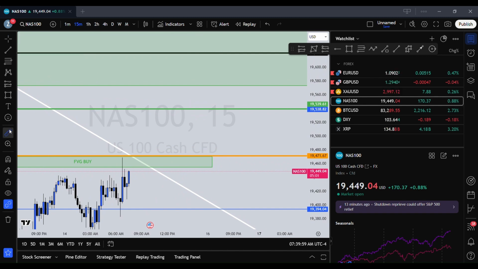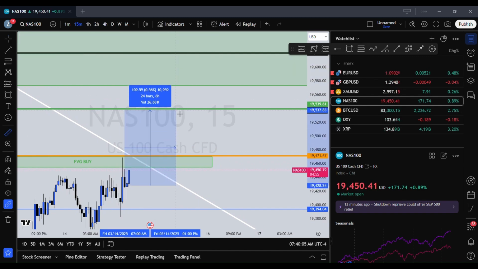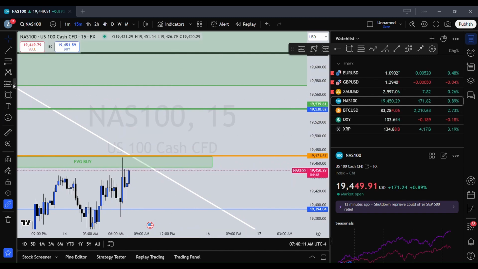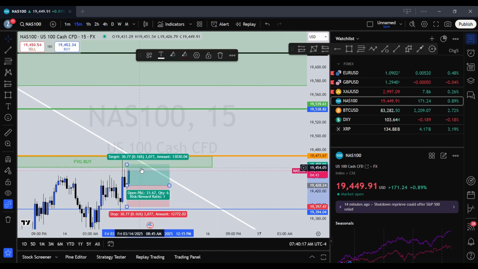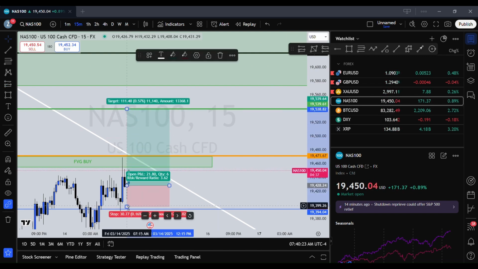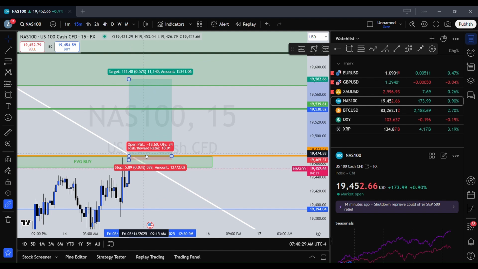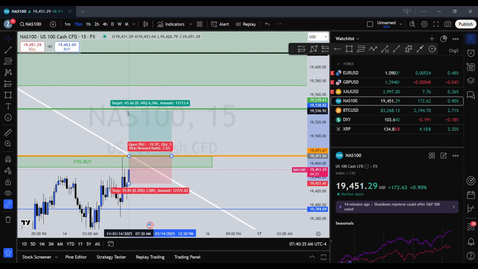Now that everything is marked up and we know exactly where we're entering the market, we are being patient and sitting on our hands and waiting on our confirmation to get into the market. I am mainly waiting on that higher time frame trend line break. So let's see what happens.